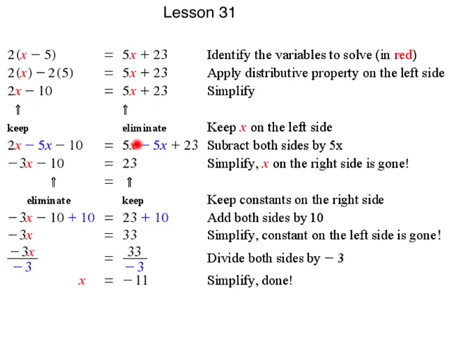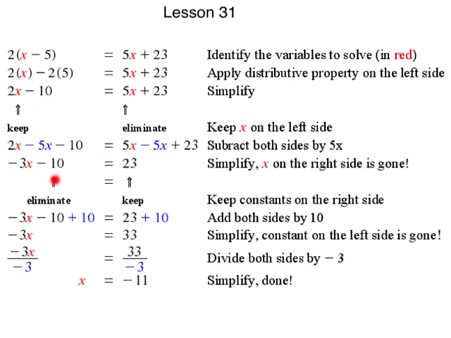Whatever I did on this side, I've got to also do on this side so it can stay equal. So 2x minus 5x minus 10 equals 5x minus 5x plus 23. When I combine my like terms here, I have negative 5 and positive 2 gives me negative 3x minus 10 equals 23, and you see we've eliminated that x term on the right hand side.